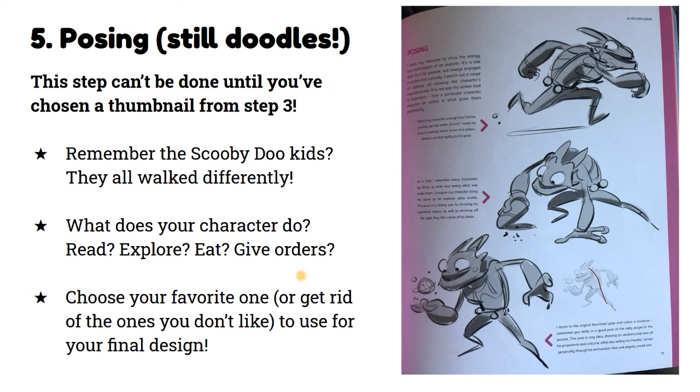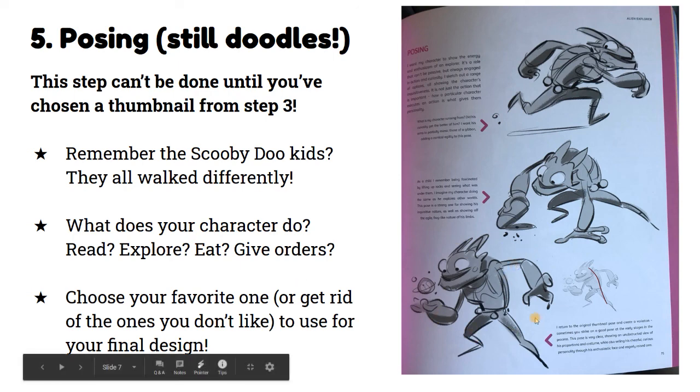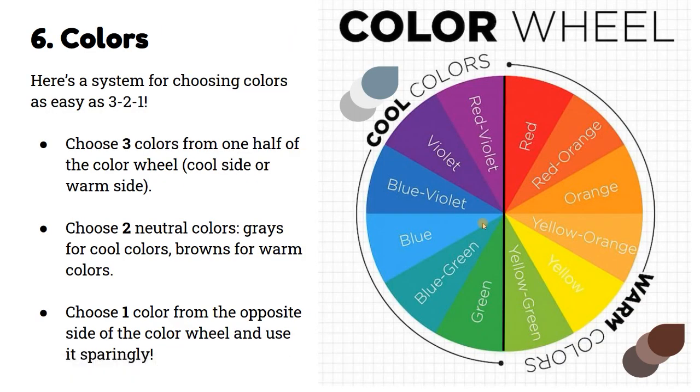I believe the artist chose this third one down here as the final pose for his design. After you've done poses, we're going to take a detour and go over into color. Even though color can be a really complex subject, and there's a lot of color theory, we're just going to keep it simple for this project, and we're going to use a 3-2-1 system.